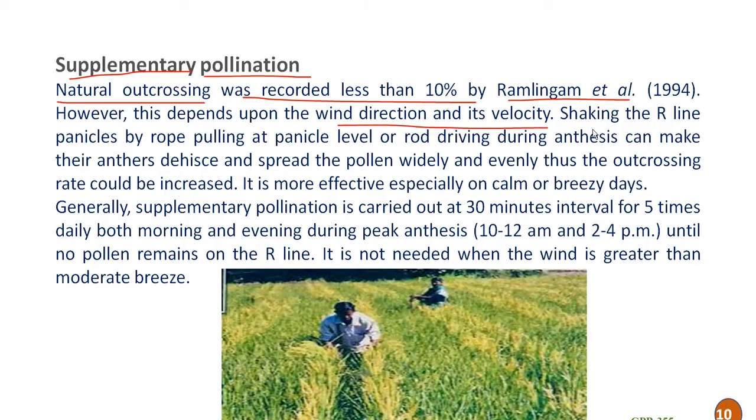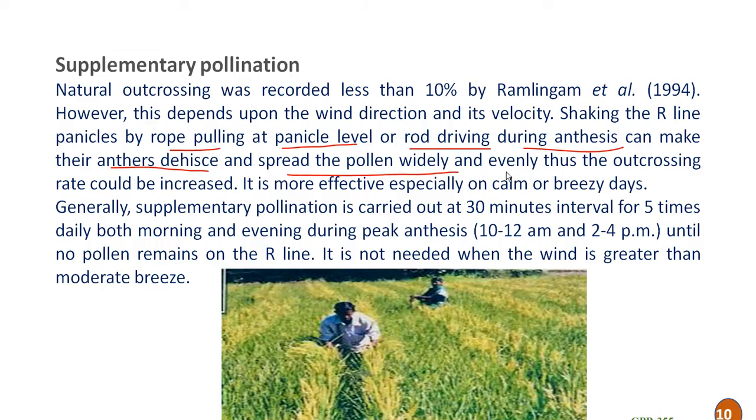So for that, the shaking of R-line panicles by rope pulling at the panicle level or rod driving during the anthesis can make their anthers dehisce and spread the pollen widely and evenly. Thus, the outcrossing rate could be increased, and this is nothing but the supplementary pollination. It means besides the natural one, we supplement the pollination by rope pulling at panicle level or rod driving during the anthesis. It is called supplementary pollination, and it is more effective especially on calm or breezy days.